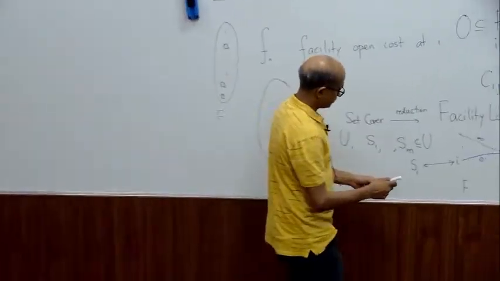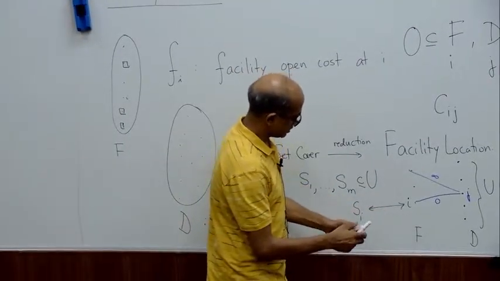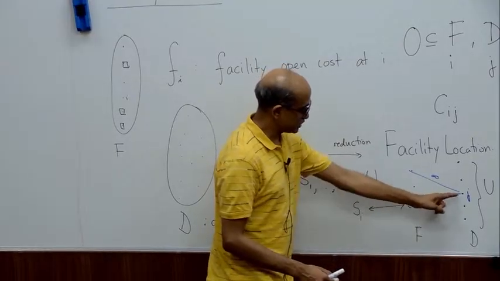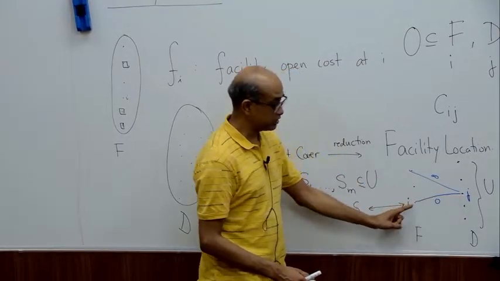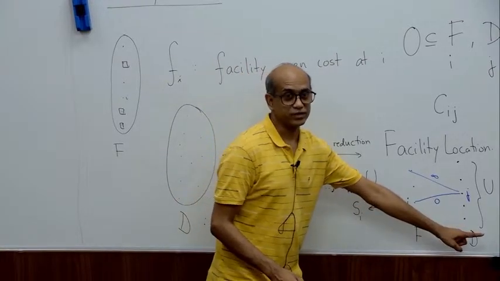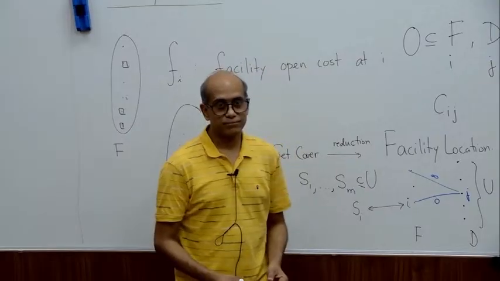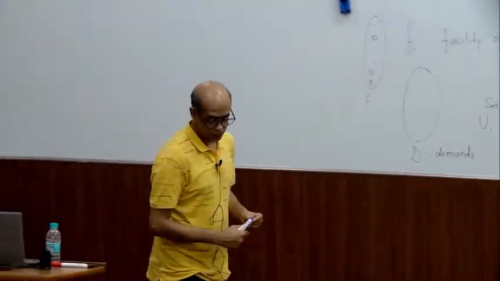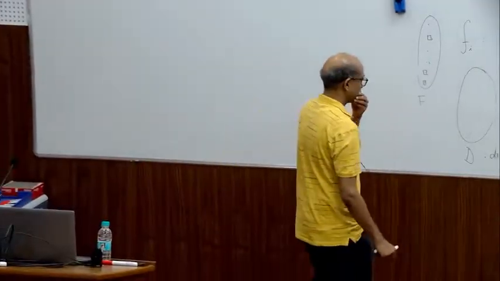So I will specify a distance from i to everybody else. And what is that distance? If this point is in this set, I will set that distance to 0, otherwise I will set it to infinity. But potentially every facility can meet every demand. Any facility can serve any port. No restrictions on that. Okay.